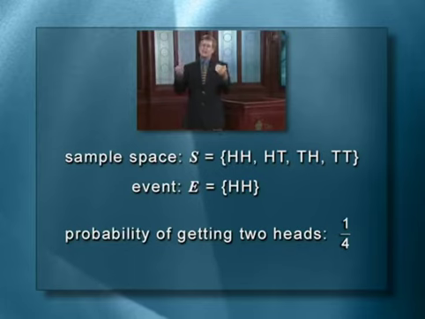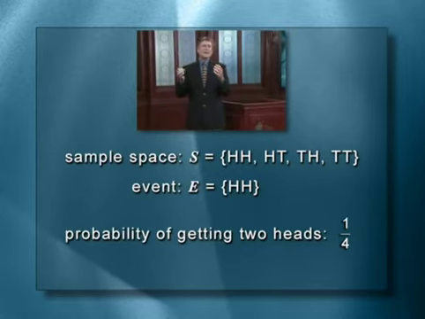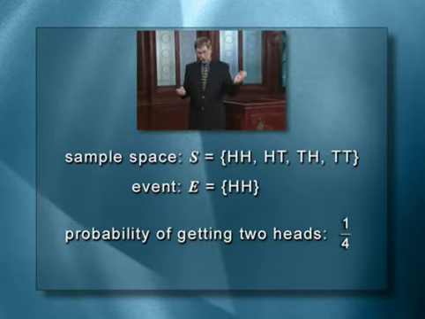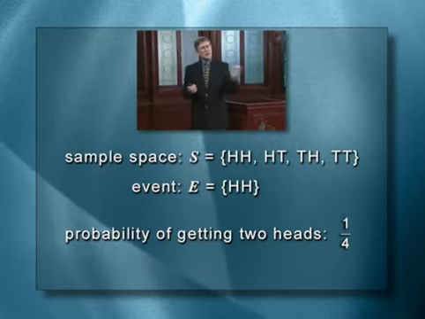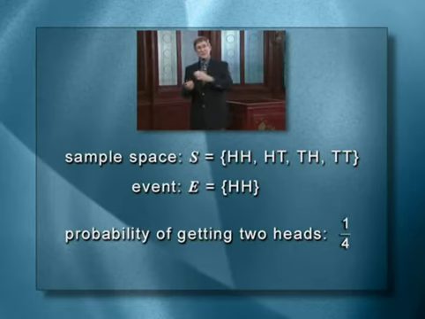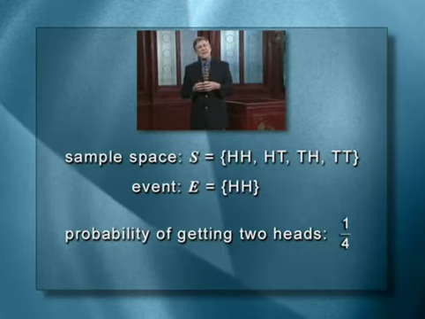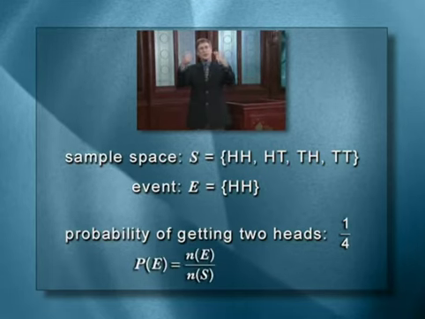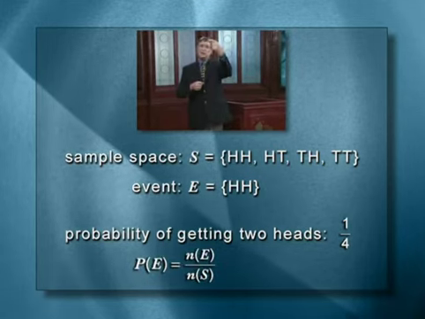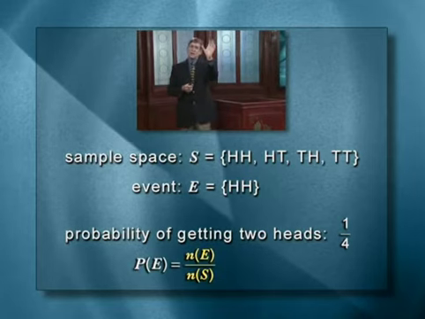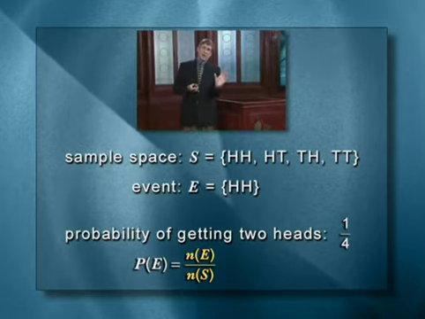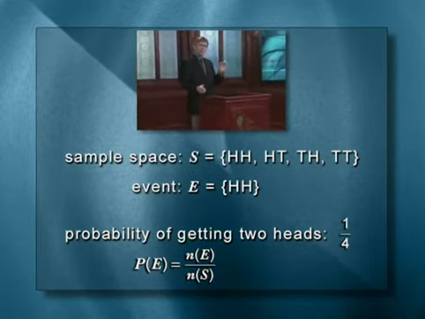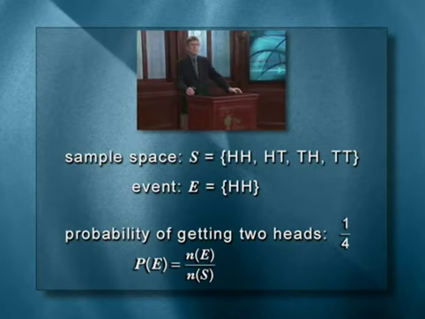Here's the formal definition. If an event E has n of E equally likely outcomes, everything has to be equally likely, like tossing coins, and its sample space S has n of S equally likely outcomes, then the probability is the quotient, n of E divided by n of S. The size of the event divided by the size of the sample space. That's the definition of the probability of the event E.